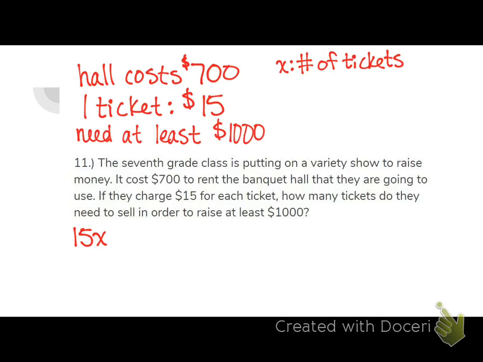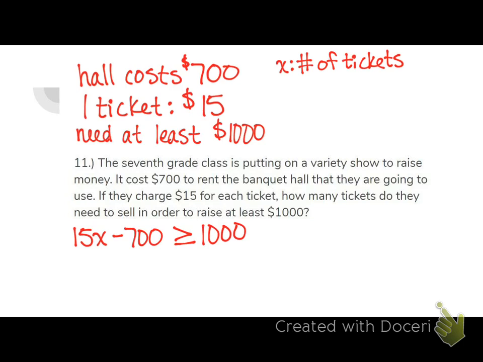We're spending $700 to be able to use a banquet hall. So from how much money we make, what do we need to do with the 700? Subtract it. How much money we make minus our cost needs to be at least $1,000. Which inequality symbol do we use for at least? Dominic? A greater than along with a line underneath it. Good. Greater than or equal to $1,000. So the money we make minus how much it costs us to do this needs to be greater than or equal to $1,000.